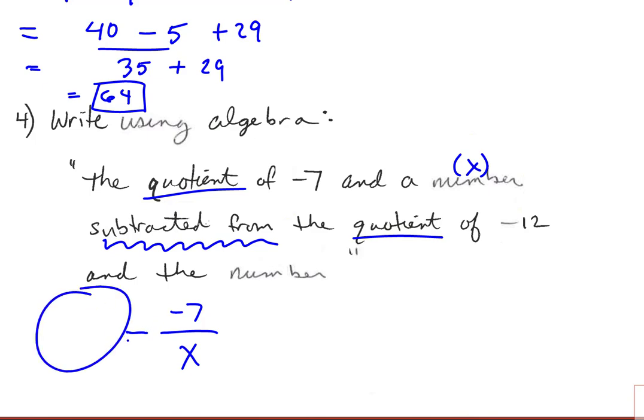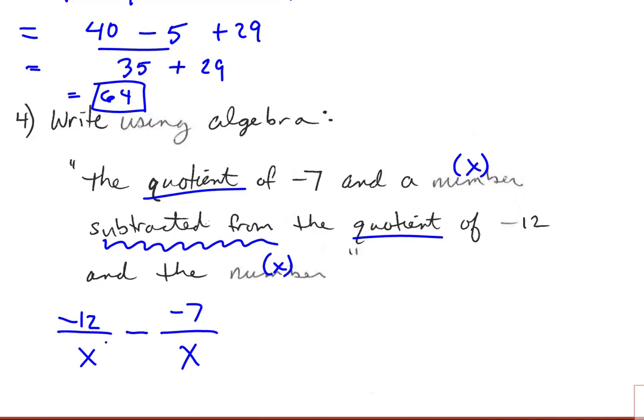Okay, so I'm going to put, we already wrote negative 7 over x. I'm going to put that now after a minus sign, and then before it will come whatever it's being subtracted from. Well, we're subtracting it from the quotient of, okay, another quotient, so I'm going to put another fraction in front of that subtraction sign. That second quotient reads the quotient of negative 12 and the number. Well, the number we already wrote as x, and so we can write negative 12 over x.